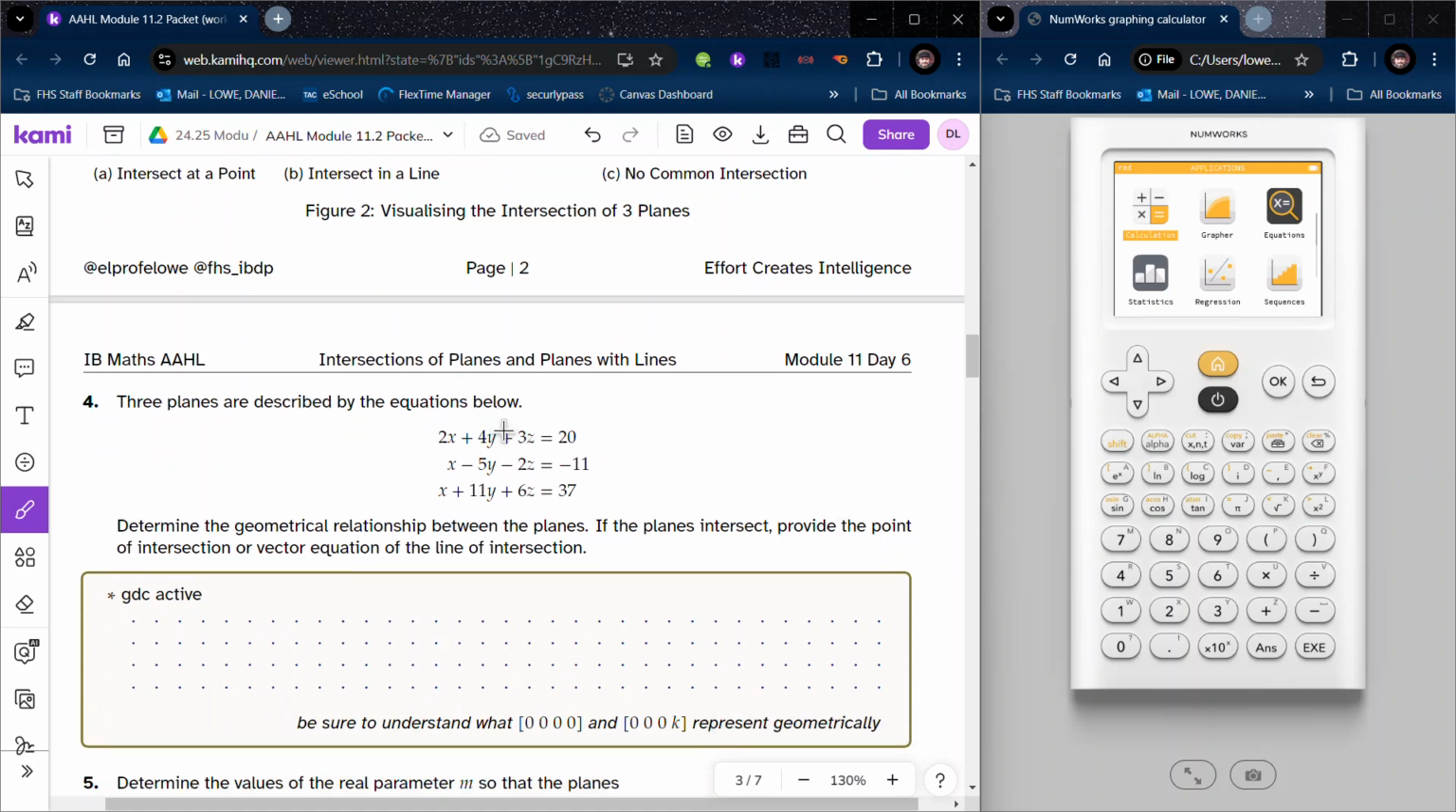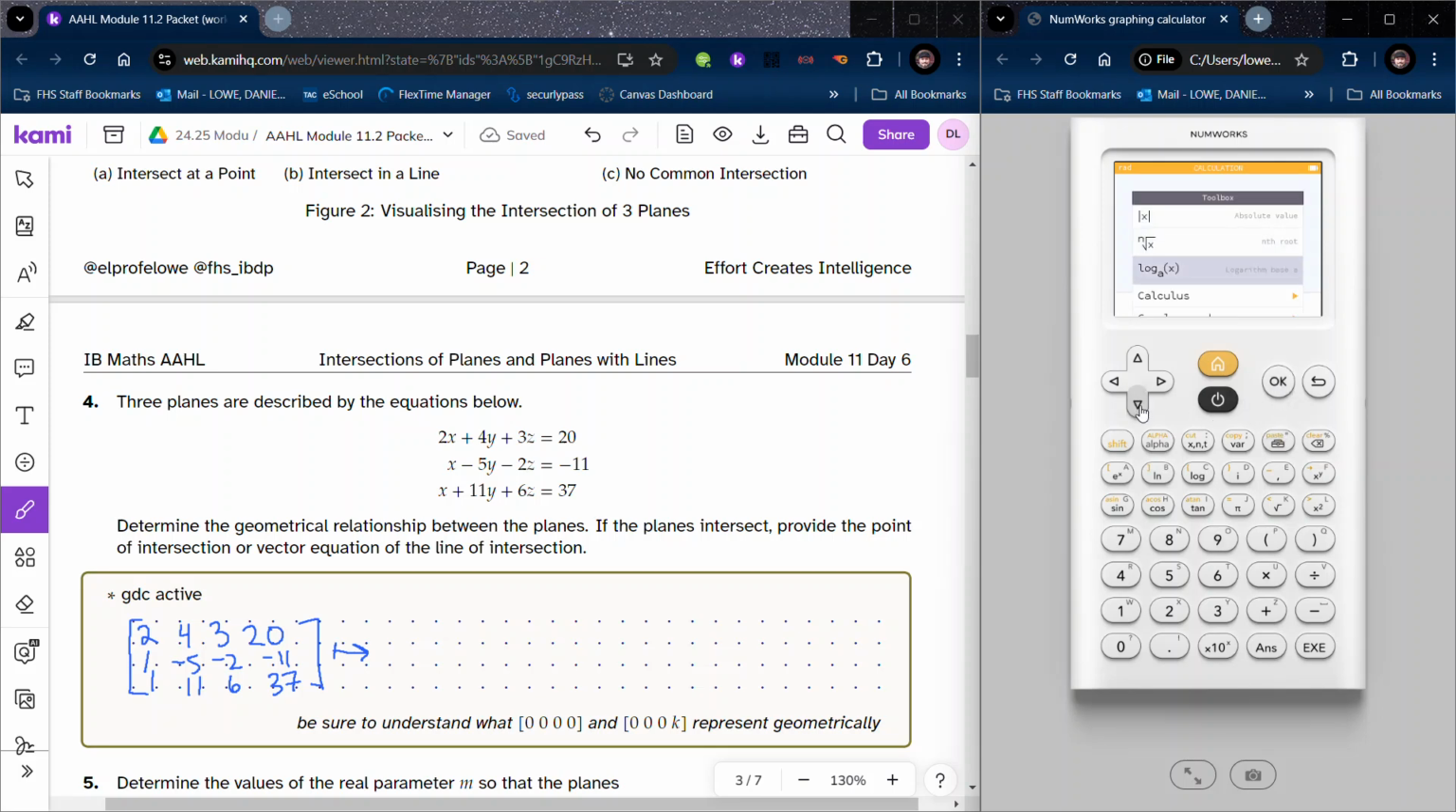So here we have three planes described by the equations below. We want to determine the geometric relationship between the planes. If the planes intersect, we want to provide the point of intersection or the vector equation of the line of intersection. One approach that we can use is our matrix approach. With our calculator, we can do our matrix of coefficients and set that up: -5, -2, -11, 1, 11, 6, 37. Then for row reduction, let me go to my toolbox, come down to matrices and vectors, go to matrices further, and I'm looking at the reduced row echelon form.